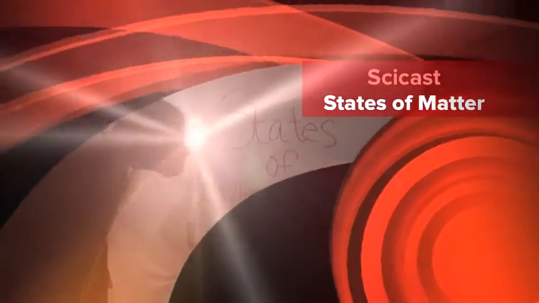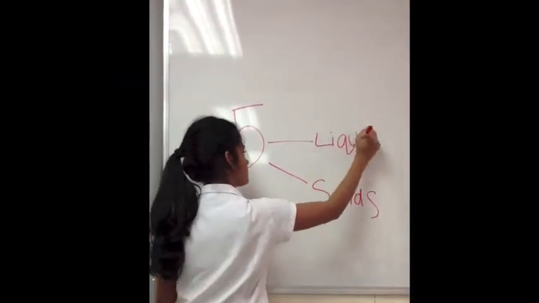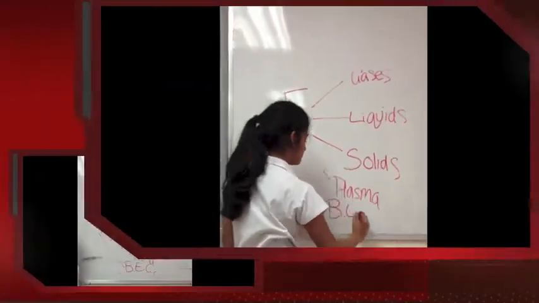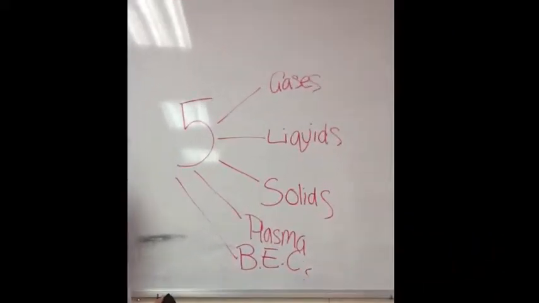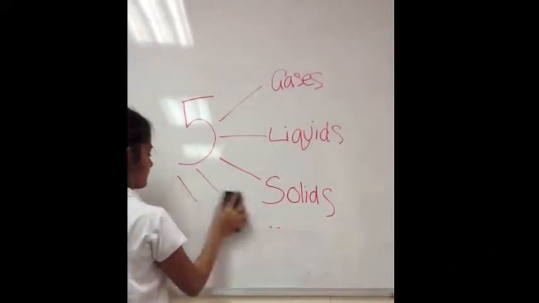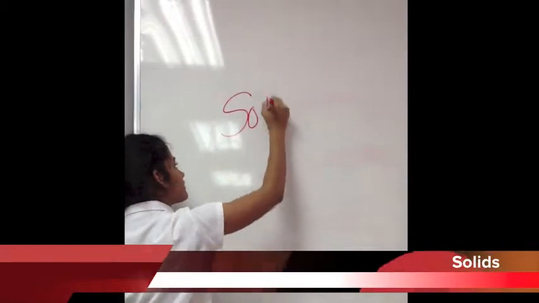So, we are doing the states, properties, and changes of matter, and why it matters. There are 5 states of matter: solids, liquids, gases, plasmas, and BECs, but we're going to focus on solids, liquids, and gases.